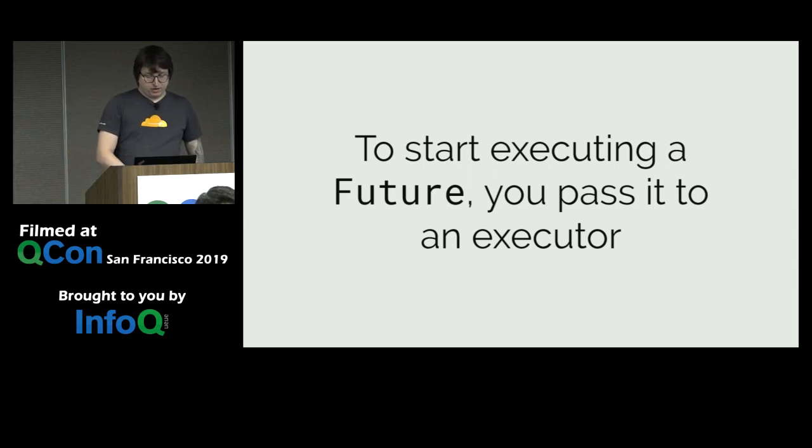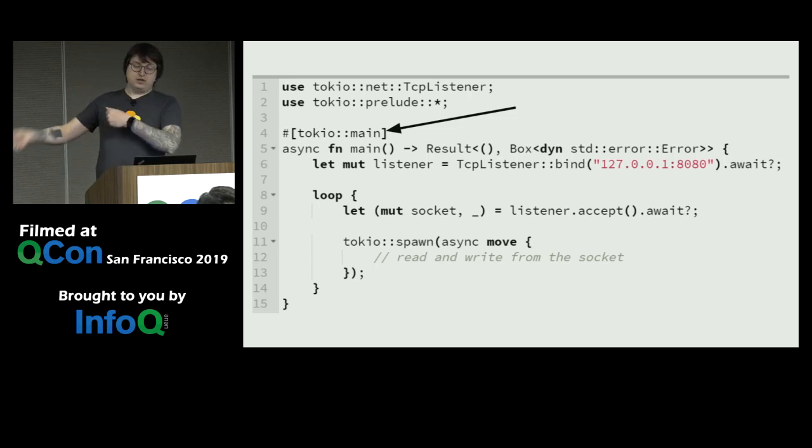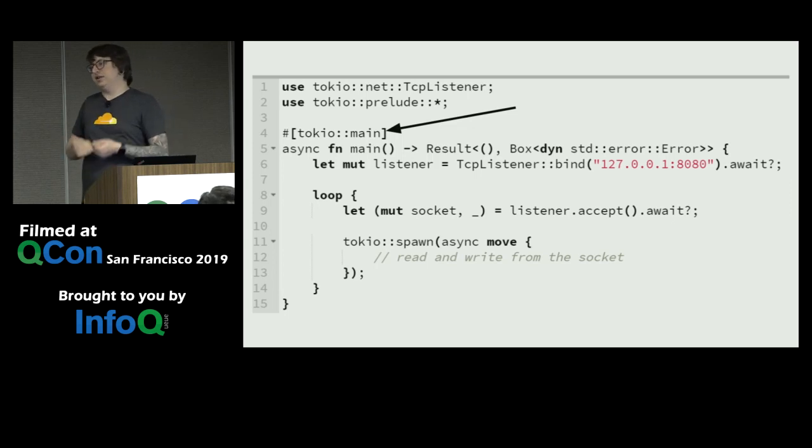But before I do that, we said that you can't execute a future unless you pass it to an executor. But when I showed you the code earlier with Tokio, there was no executor and no passing a future to it. So how does that work? Well, there is this magic little attribute called tokio::main that lets you write async fn main. Basically, that's a little macro that takes your main function, grabs a future out of it, submits it to an executor, and then calls wait. So you don't actually have to do it yourself.